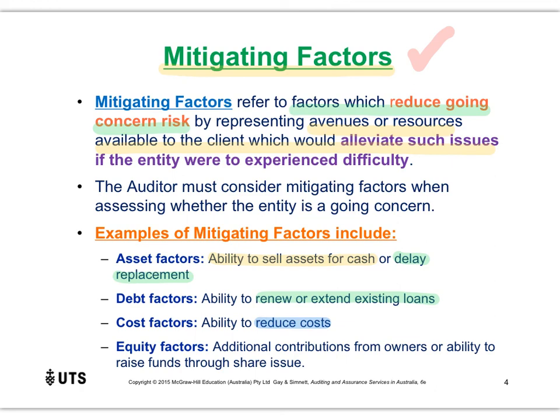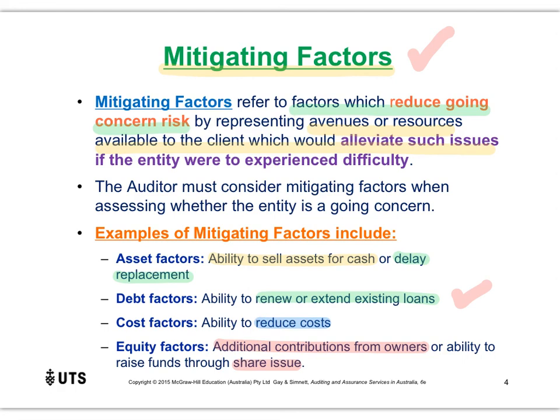In terms of cash or resources or financing, once again, do they have the ability to raise more money from their owners? Can they sell more shares? Or as we said earlier, can they borrow more money? So these are just some examples of mitigating factors that reduce the going concern risks that we may identify, because it's showing us that the business does have avenues or resources available to it to actually reduce those risks, to reduce those uncertainties, to ensure the business can indeed keep on operating into the foreseeable future.